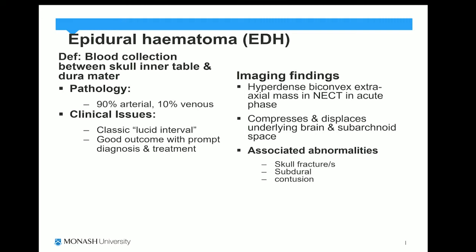Our imaging findings: a very hyperdense bleed, which is extraaxial, on a non-enhanced CT scan, and that is in the acute phase. Normally you would see compression of the ventricles and also displacement of the underlying brain and subarachnoid spaces. So associated things to look for: signs of skull fractures, any subdural bleeding or contusion.